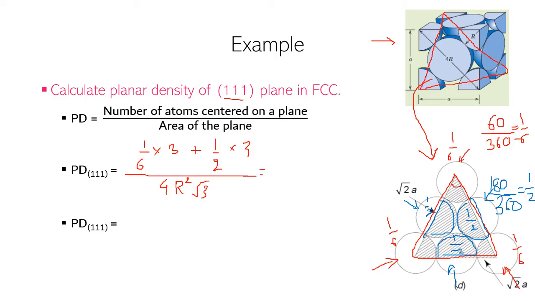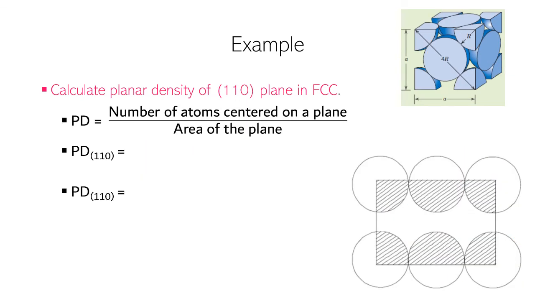So this becomes 1/2 plus 3/2, so this becomes 2 divided by 4 r square root 3. So this is 1 divided by 2 r square root 3. So this is the expression for the planar density of the 111 plane in FCC crystal structure. As an exercise, you have to find out the planar density of the 110 plane in FCC crystal structure.